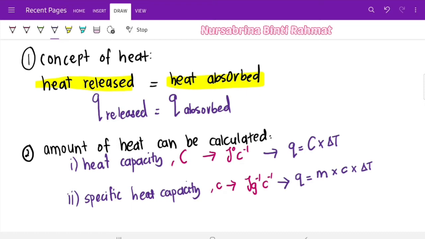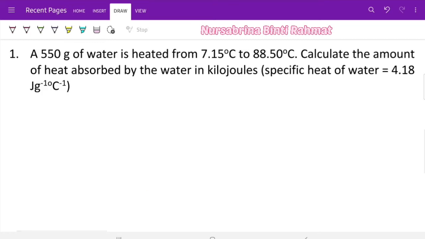Okay, so let's look one by one. This is the first question, where you were given 550 grams of water that is heated from 7.15 to 88.50 degrees Celsius. Calculate the amount of heat absorbed by the water in kilojoules, if the specific heat of water is 4.18 joule per gram per Celsius.